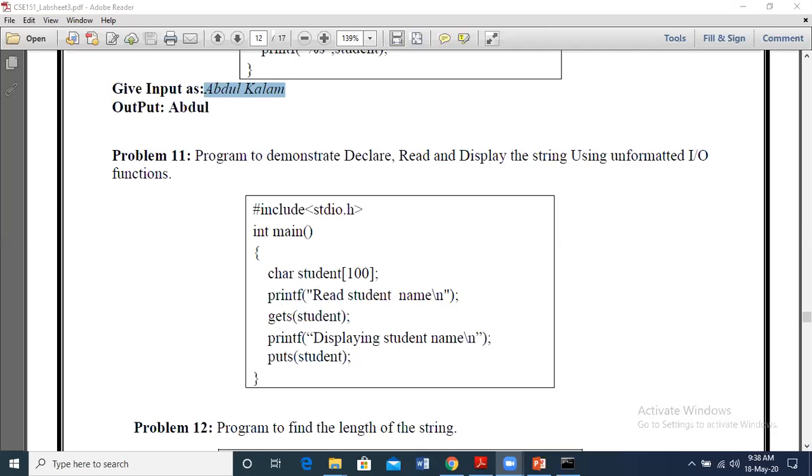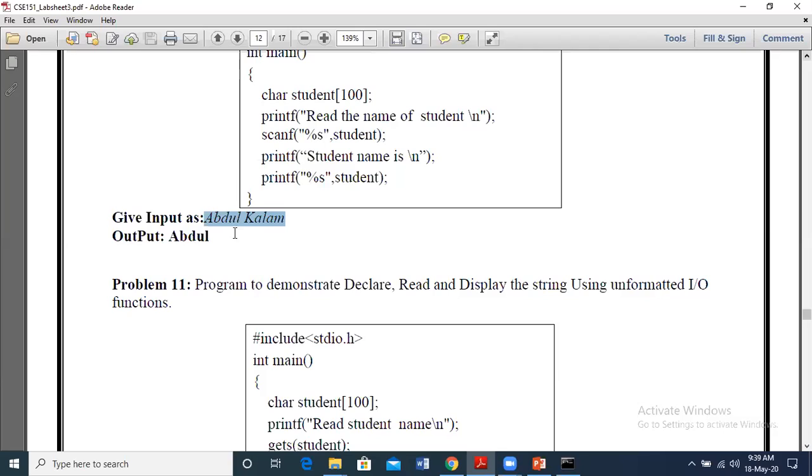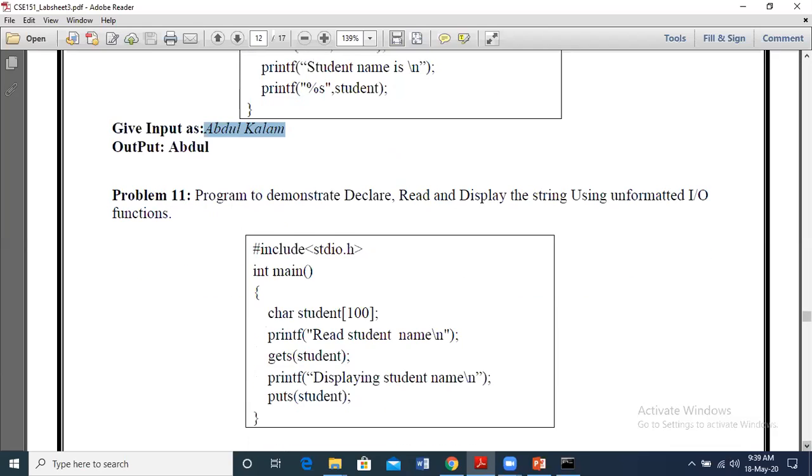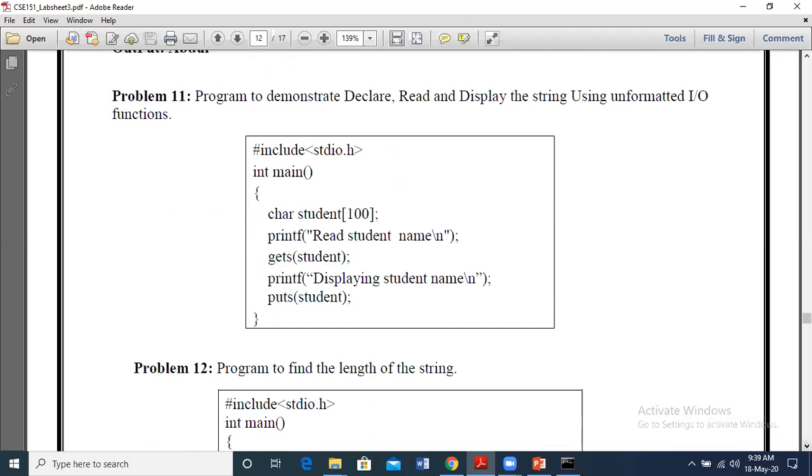Unlike scanf. In scanf, only Abdul will be stored. As soon as it sees the space, it will stop taking input. So when we print, we will get only the first word. That is the difference between formatted and unformatted input output. I hope input output is clear to all of you. Any doubts? Clear. Okay. So next we have the functions or operations on the string.